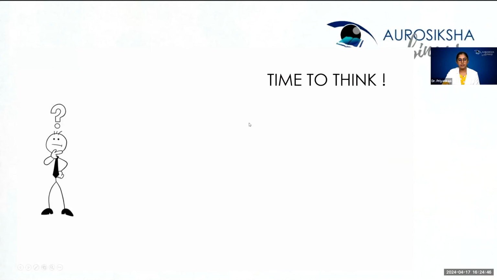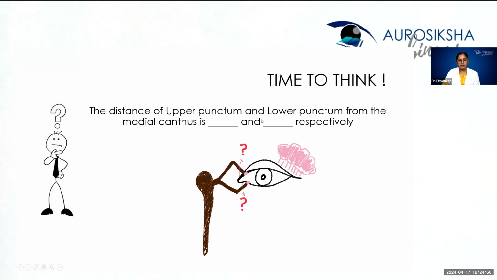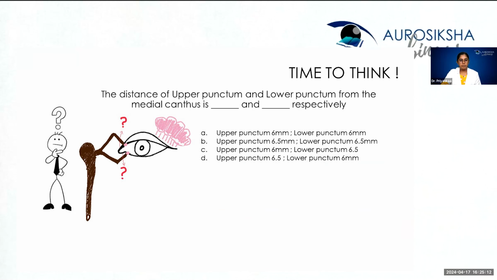Now, we have a question again. The distance of upper punctum and lower punctum from the medial canthus is dash and dash respectively. That is, from the medial canthus, what is the distance of the upper and lower punctum? As you can see, the options are: upper punctum and lower punctum 6 mm, upper punctum 6.5 and lower 6.5 mm, the upper is 6 and lower is 6.5 mm, or vice versa. Please select your answers. Here also we have small confusion between option A and C. We'll see what is the correct answer.